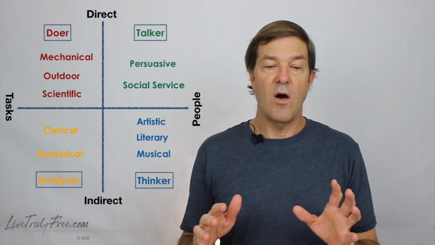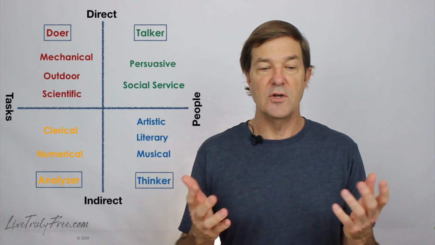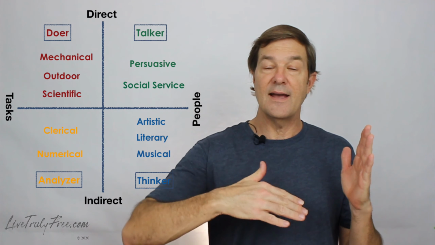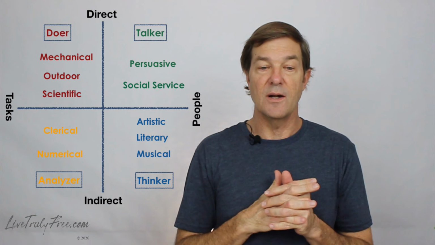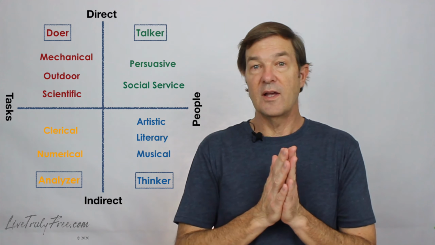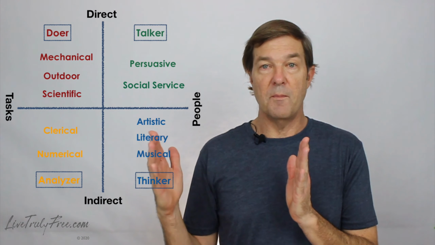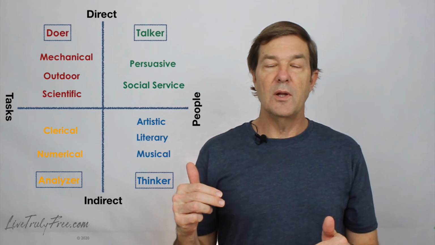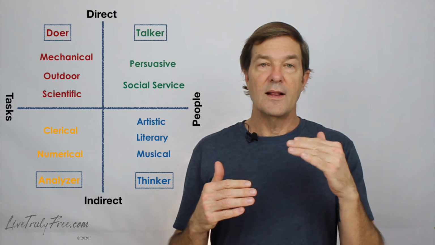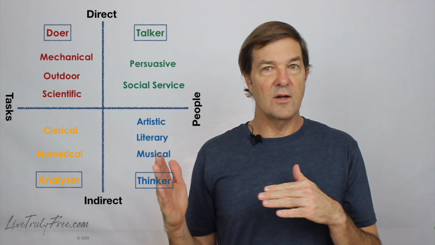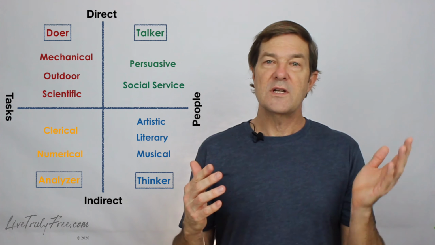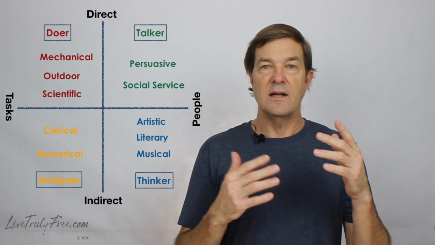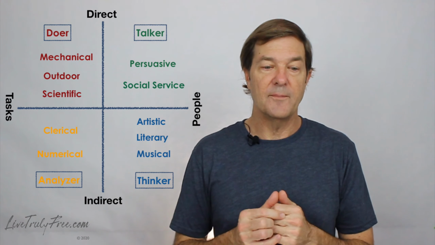Now the 4 colors are red, green, blue, and yellow, as you can see. And so reds are doers. Okay? So they're more to the task side and they're more direct in their communication. Talkers are obviously going to talk to people. So they're more toward the people side of it and obviously direct communication. Now here's what's interesting. The blues, the thinkers, are less direct, but they're on the people side. And then the more task-oriented, indirect communicators are the analyzers. And they're systematic, they're organizing, okay?